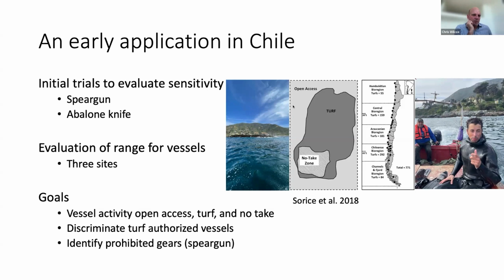The picture on the left is what one of these turfs looks like. So it's a sort of coastal reserve, relatively near shore. And so we're trying to understand, can we figure out vessel activity? Can we distinguish authorized vessels? And can we distinguish prohibited gears?